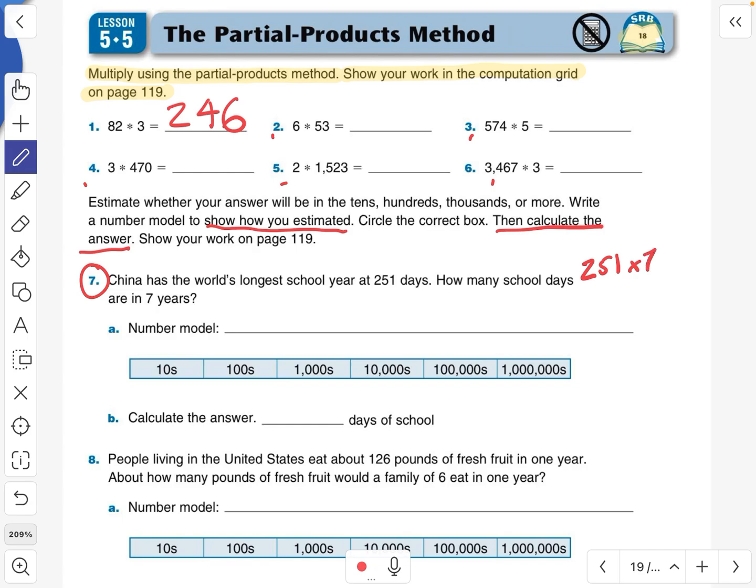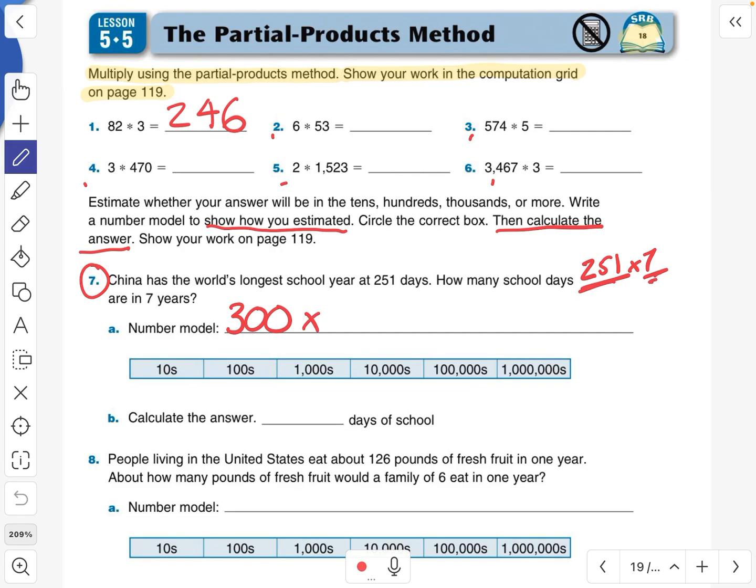Now for our estimate, we're going to write a number model. Remember, for the estimate, you're going to take each of these, and if it's a double digit, you're going to change it to a number that's easy to do in your head. So we're going to take 251, round it to the nearest 100. Now you could round it to 250, but that's not easy to do in your head. The goal of estimation is to round to a number that you can easily do in your head. Remember, that was yesterday's hack. So we're going to call that 300.